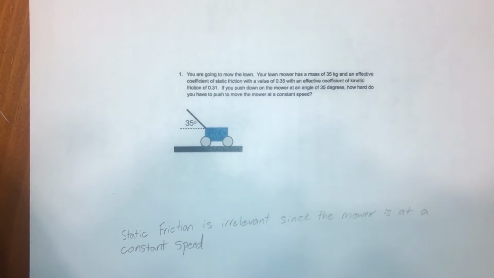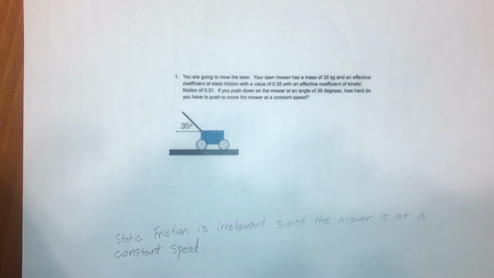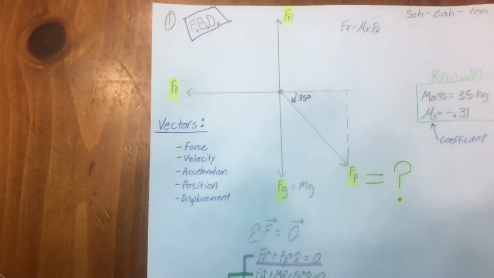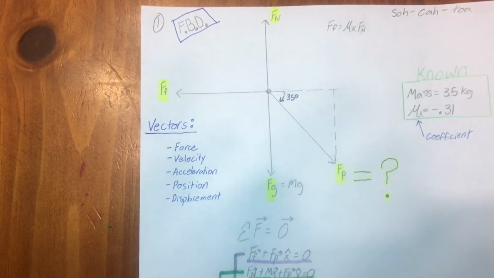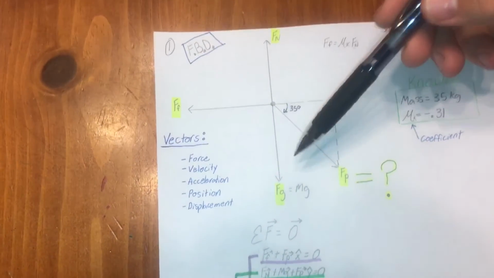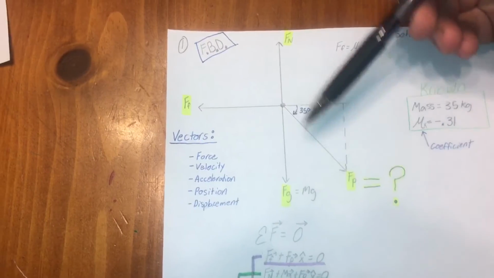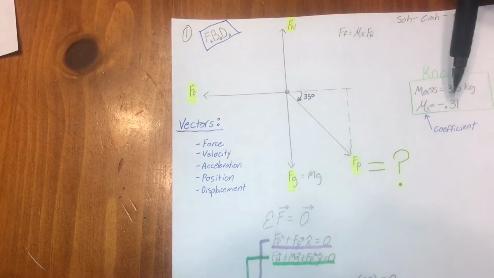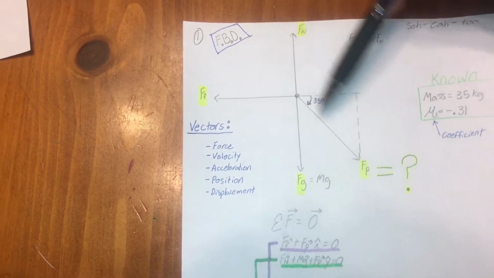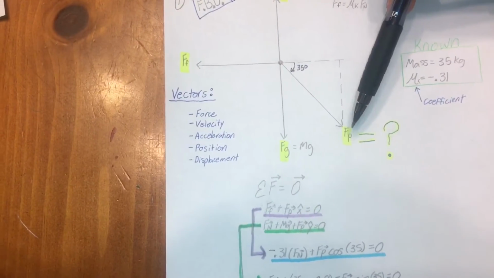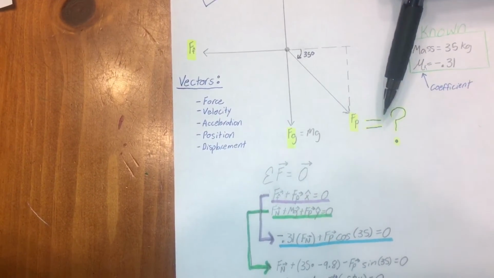So static friction is pretty much irrelevant in this problem since the mower is at a constant speed. I'm going to start off by drawing my free body diagram. And so I know we have a normal force, and we also have the force of gravity. And our frictional force, I defined it as kinetic friction. And we push down on the lawnmower at a 35-degree angle, so that's our force of push.